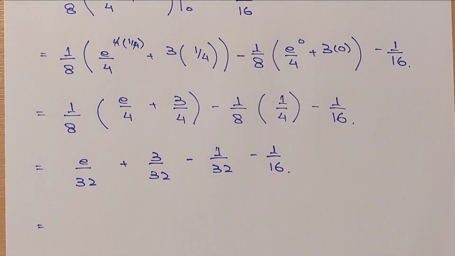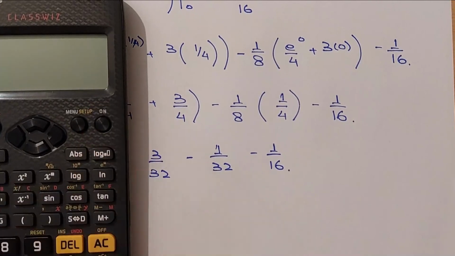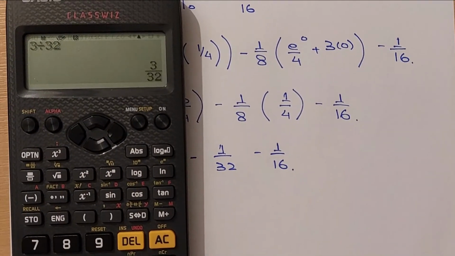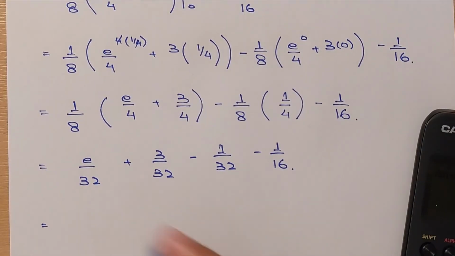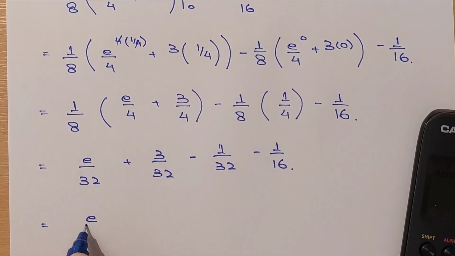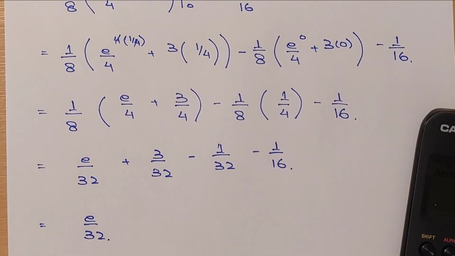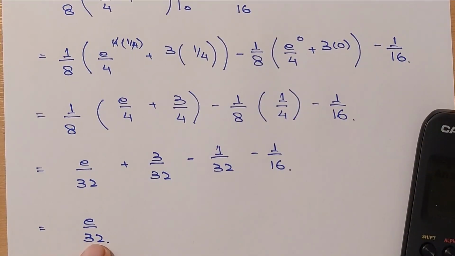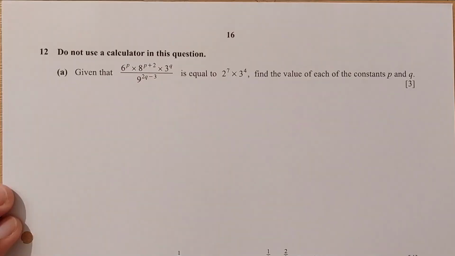So this is, let me simplify the fractions. 3 divides 32, and minus 1 divides 32, and minus 1 divides 16. This is 0, so we can cancel them out. So e by 32 is the answer, and we have to find the answer in this form, e by a, and a is a constant, so the a value is 32. So that is a shaded area.